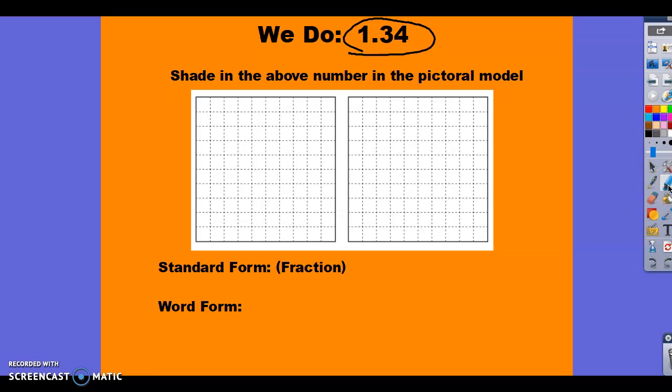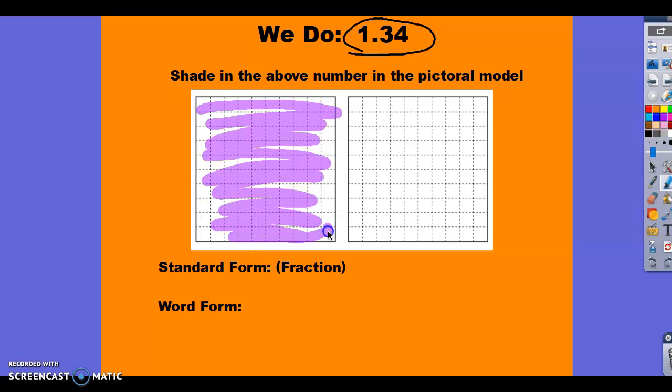So you should have 1 whole. So this whole thing is going to be shaded in. 1 whole.